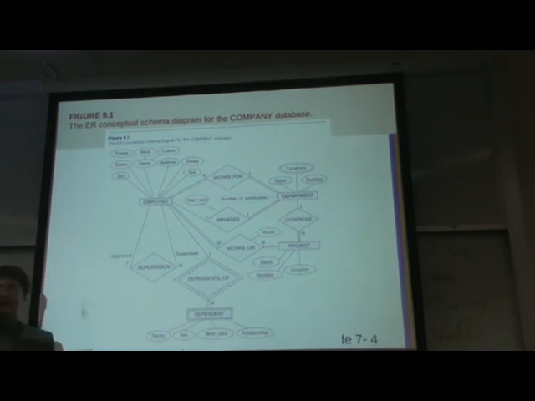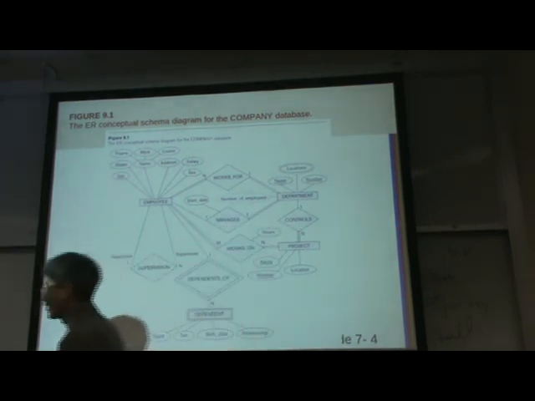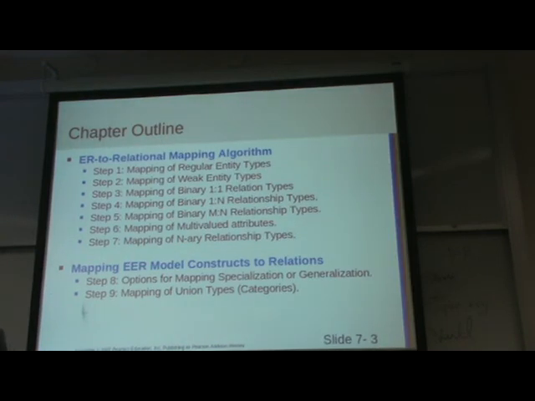The mapping. This is a very simple, straightforward way. That is the reason the title is just mapping. Relational database design by ER and EER modeling mapping. It's just mapping, straightforward. How many steps? It has 9 steps. You can just follow step by step.